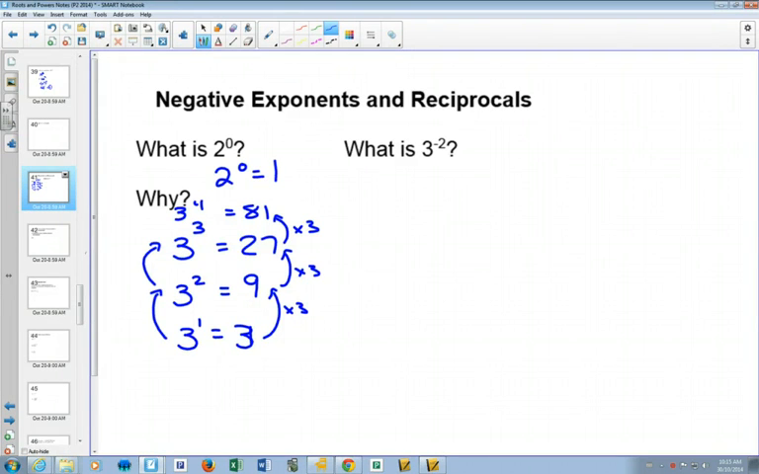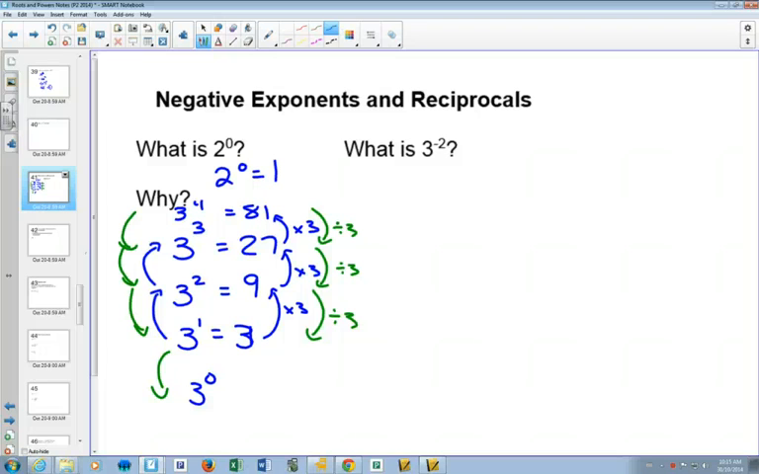That's going up. The question is, could I continue the pattern if I went down? If I was going down, now my exponents would be going down by 1. So if I went 1 more, I would get 3 to the 0. What pattern do we see if we're going backwards? You're dividing by 3. So if I divide by 3, I get 1. And it fits the pattern. And now we've seen it with the quotient rule why something to the 0 should be 1. And we've seen with a pattern why something to the 0 should be 1.